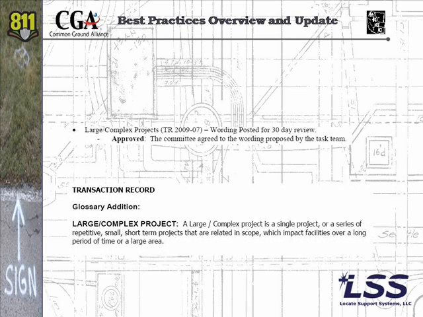TR 2009-07 was large or complex projects. This was also approved, and this was language that actually came out of an existing best practice that dealt with the management of large projects. And the definition, as was passed by the committee, was a large complex project is a single project or a series of repetitive, small, short-term projects that are related in scope, which impact facilities over a long period of time or a large area.